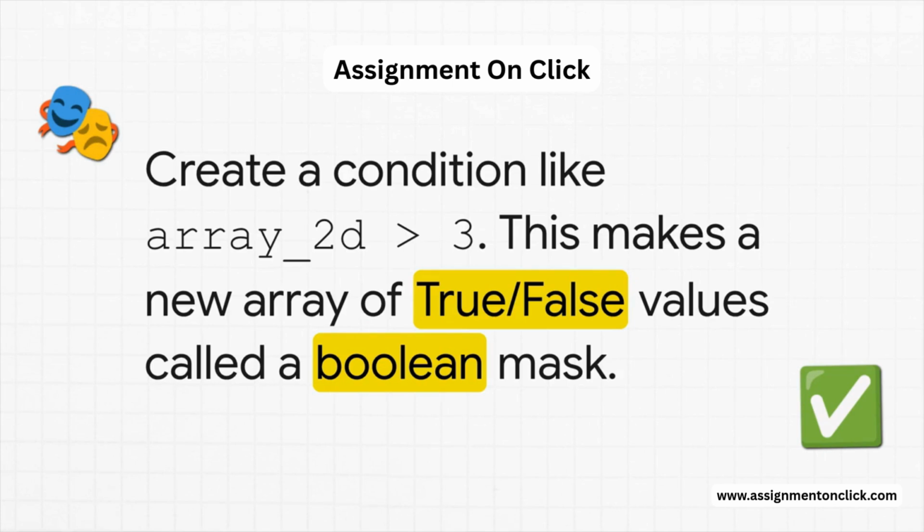The first step is surprisingly simple. You just ask NumPy your question directly. When you write a line of code like array_2 > 3, NumPy goes through every single element and checks if it meets that condition. Then it gives you back a brand new array filled with just true or false values. We call this a boolean mask.